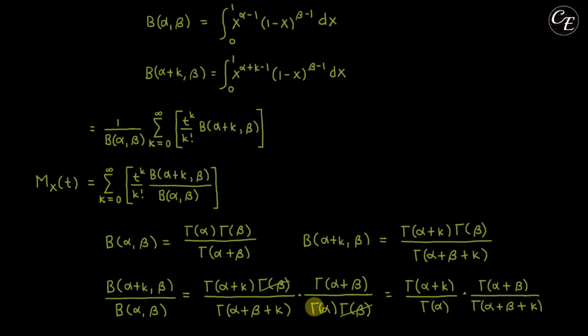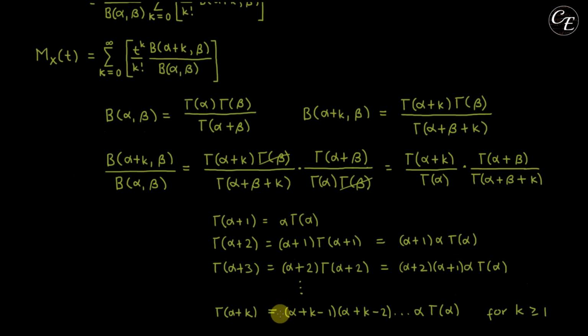Now we can rearrange this expression. In here we have big gamma of alpha plus k from here, over big gamma of alpha from here. Then times big gamma of alpha plus beta from here, then over big gamma of alpha plus beta plus k from here. Now similar to what we have done in our derivation of mean and variance, we can further simplify it using another identity, which is a recursive identity for gamma function.